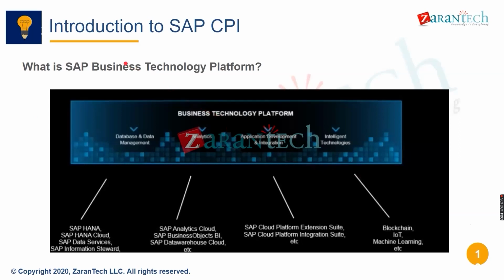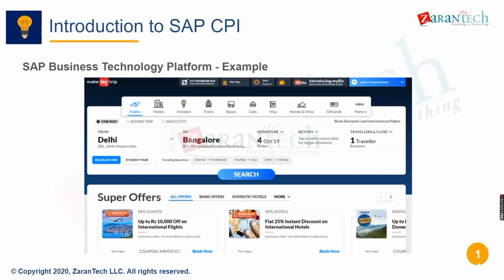Now we'll go in depth into what SAP BTP is. BTP is called the Business Technology Platform. Now you are at the main pillar. This Business Technology Platform is the important one, where you start your CPI development. I'll give a simple example to understand what exactly this Business Technology Platform is.